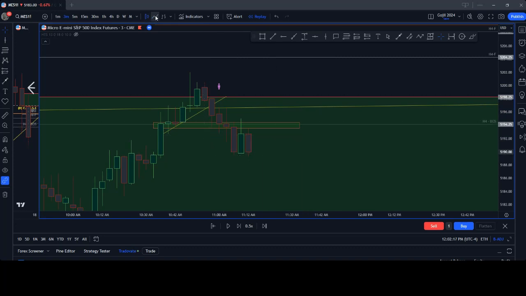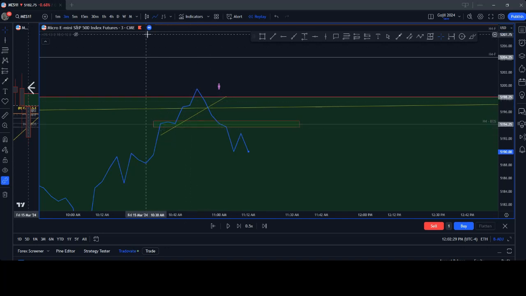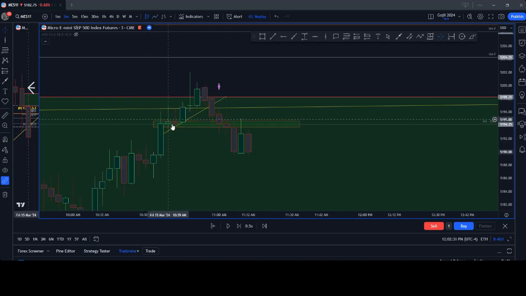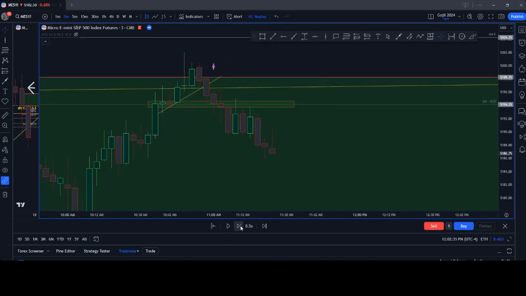And if you go to the line chart, you can realize that this is also called a support and resistance flip. ICT call this breaker block, rejection block, something like that. I don't even know anymore. All right, so then I enter the rest of my position.